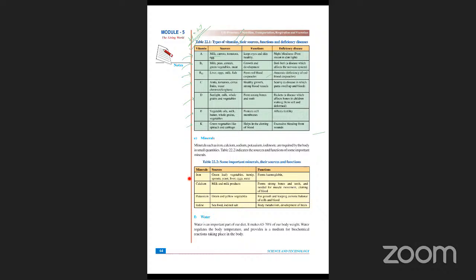Now we'll learn about minerals. So there are four types of minerals that we should know. Iron. I told you iron forms hemoglobin. If it is not there, then you will have anemia.